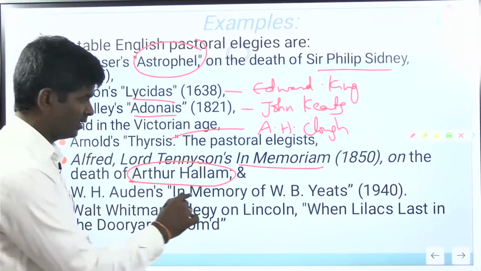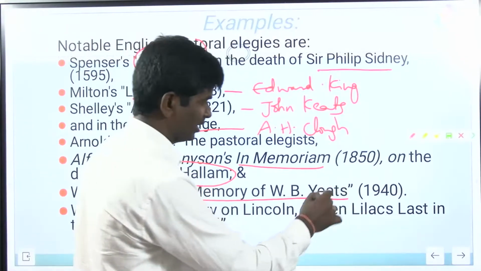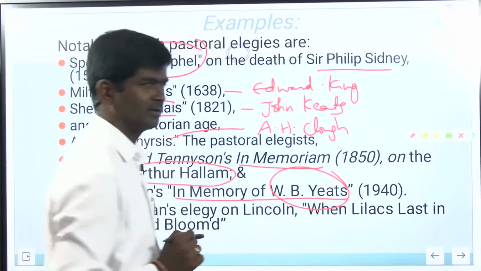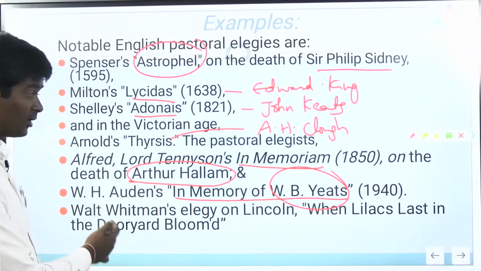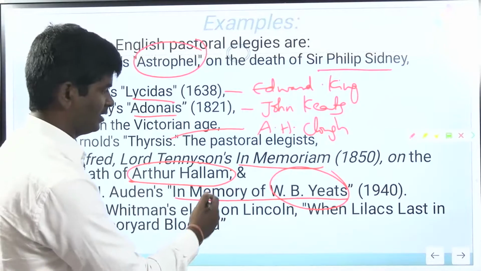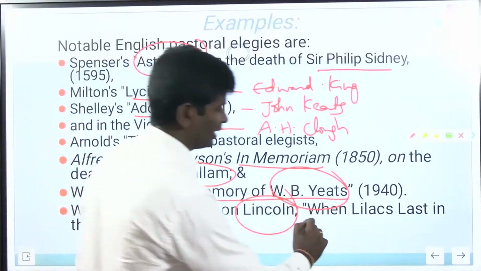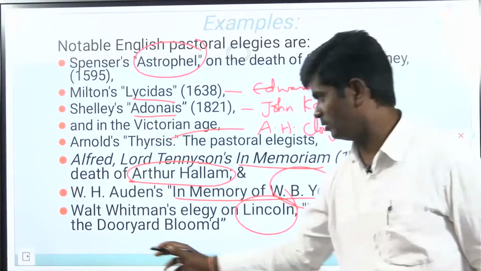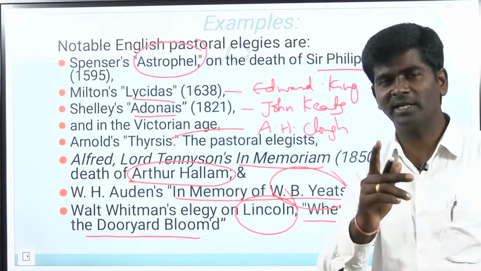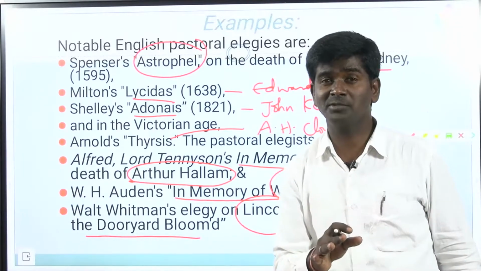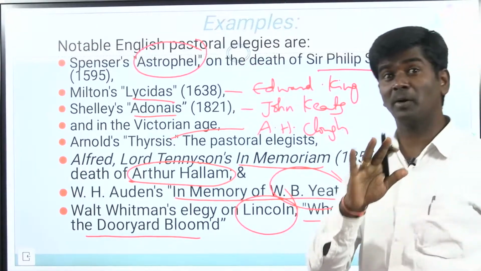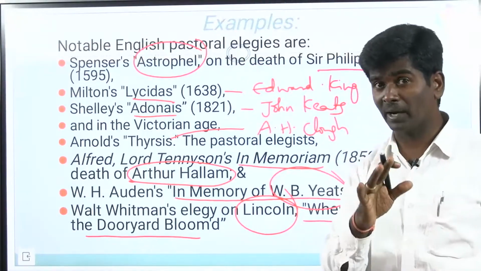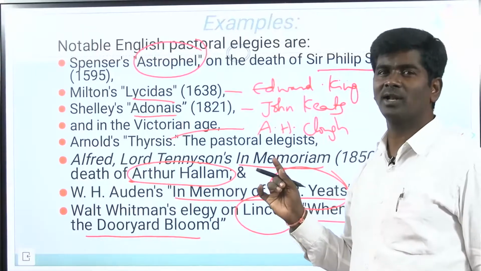Next, W.H. Auden's In Memory of W.B. Yeats, written on the death of W.B. Yeats, a very popular writer, Nobel laureate. Next, Walt Whitman wrote on the death of Lincoln, When Lilacs Last in the Dooryard Bloomed. I gave you only one example. You can also find Oh Captain, My Captain. That's it. These are some of the popular elegies that are examples of pastoral elegies.